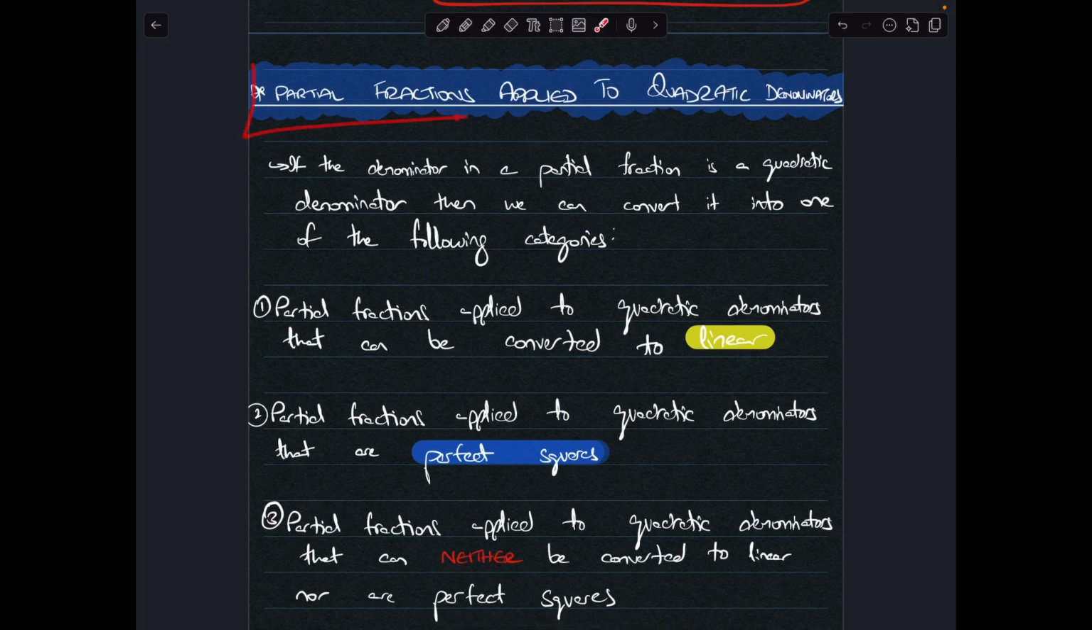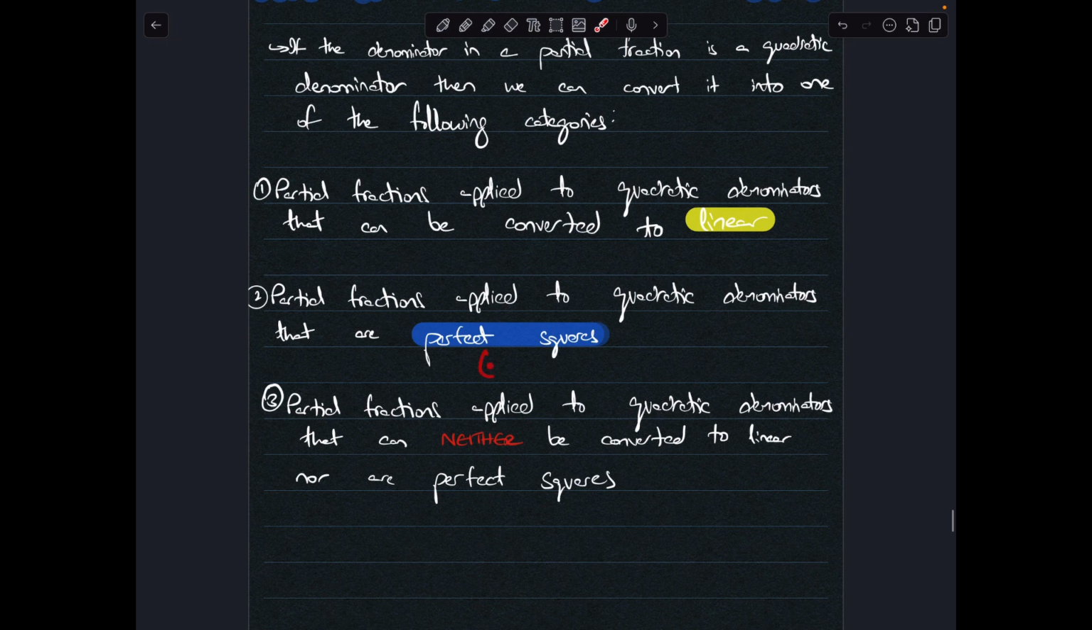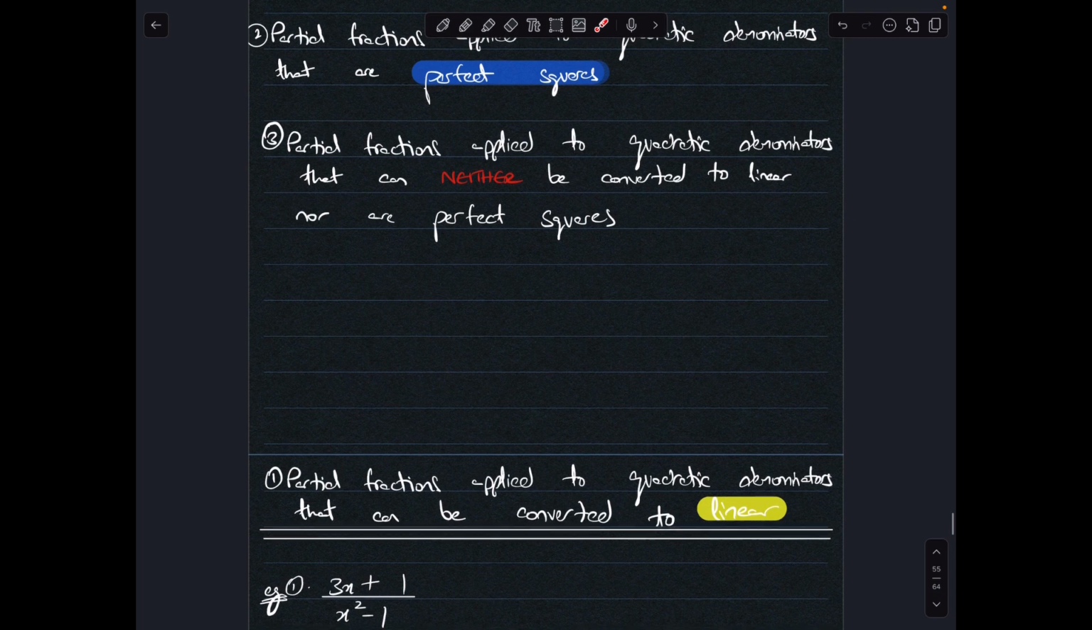So, whenever we have partial fractions and the denominator is quadratic, such partial fractions can be converted to three categories. That is, the quadratic denominator can either be factorized and converted to linear, for example, x minus 1 and x plus 1, or the partial fractions, if factorized, turn out to be perfect squares, like this. Or the quadratic denominators can neither be converted to linear nor are perfect squares, such as x squared plus 1.